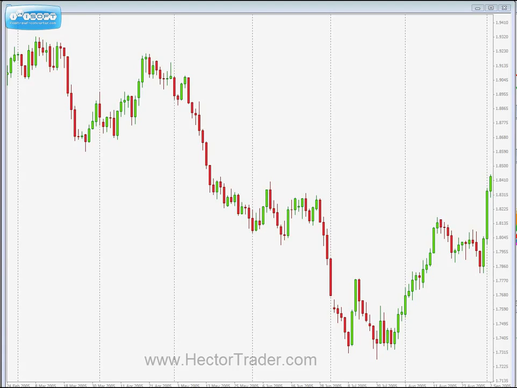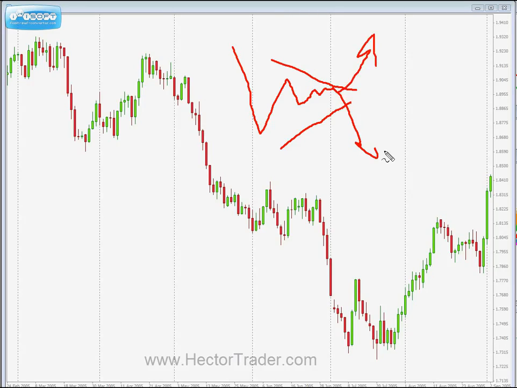Firstly, let me define what a triangle actually is. A triangle is nothing but a consolidation area, okay? It's basically a sideways price action that is taking the shape of a triangle, obviously. Sooner or later the triangle is bound to break, okay, in either direction, and that's the breakout we are going to try to profit from. All right.